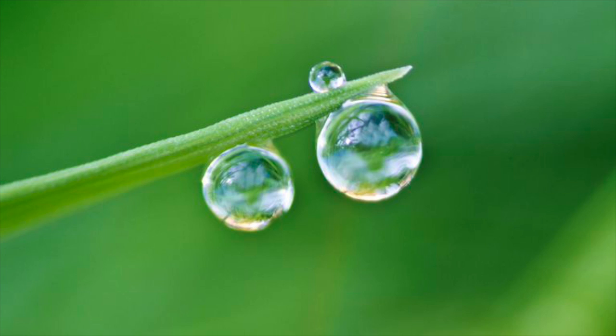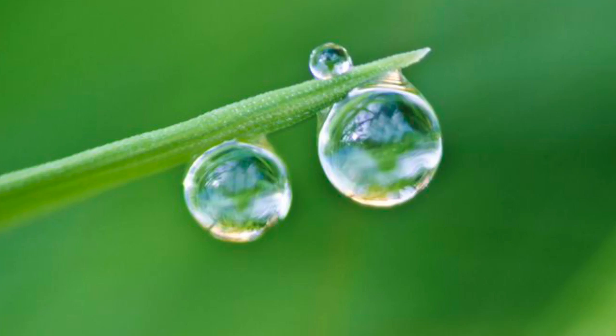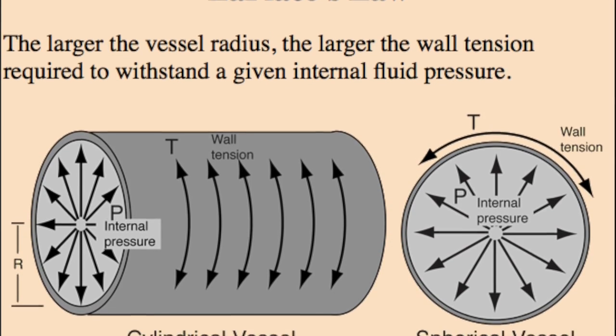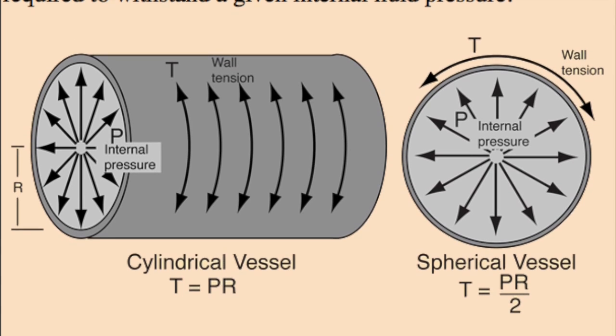The surface tension of water provides the necessary wall tension for the formation of droplets, as the spherical shape minimizes the wall tension needed for the surface layer, according to Laplace's law. This law says that the larger the vessel radius, the larger the wall tension required to withstand a given internal fluid pressure. One cool application of this is raindrops.